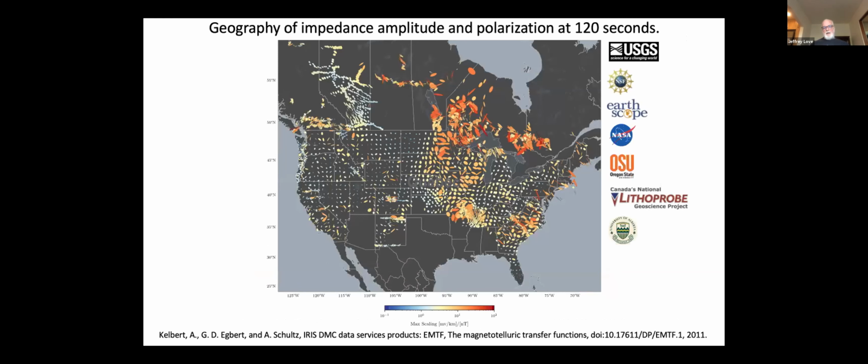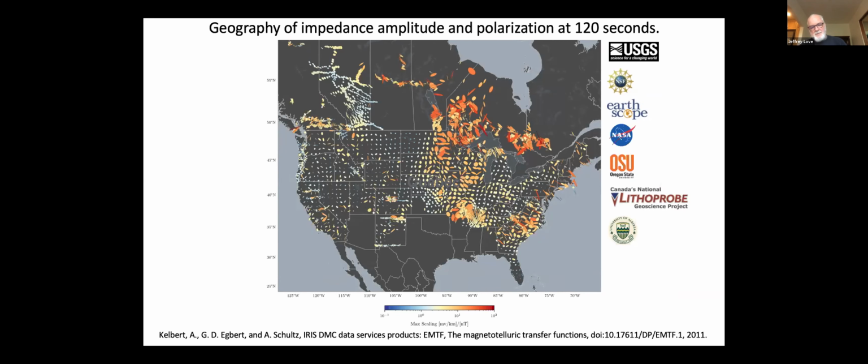All right, so we're going to be using magnetotelluric tensors. This is a map showing the amplitude of impedance derived from magnetotelluric surveys across North America. I'm going to concentrate on the CONUS part of this map, but yes, we have magnetotelluric tensors in Canada as well, maybe not as many as we want, where we want them for this kind of study. This map shows the amplitude and polarization at 120 seconds.